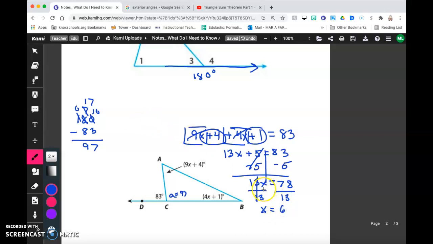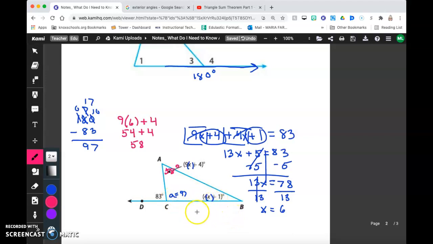And just like we did in the first video, now we have to take this 6 and plug it back in to where the x is in both of those expressions to figure out what the angle measurements are. So I'm going to switch my colors here. I'm going to take my 9x plus 4, but instead of times x, I'm going to plug in that 6. 9 times 6 plus 4. 9 times 6 is 54. 54 plus 4 is 58, so that means this angle measures 58 degrees.